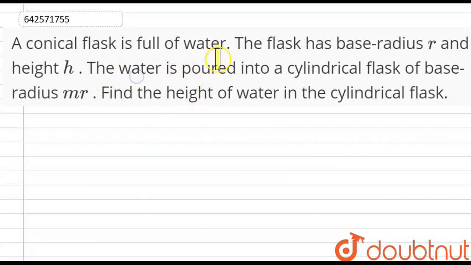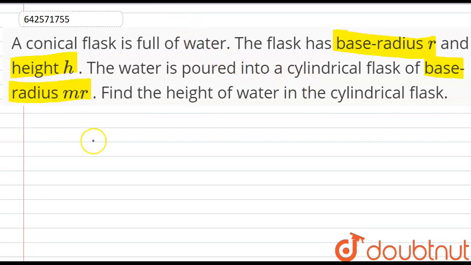Hello friends, the question states that a conical flask is full of water. The flask has a base radius r and height h. The water is poured into a cylindrical flask of base radius mr. So we have to find the height of the water in the cylindrical flask.